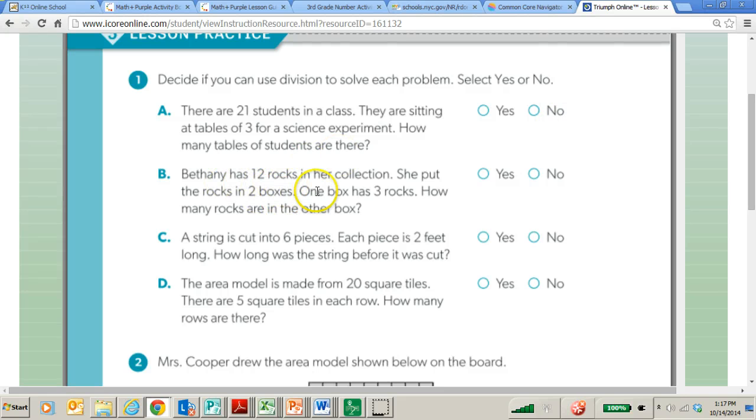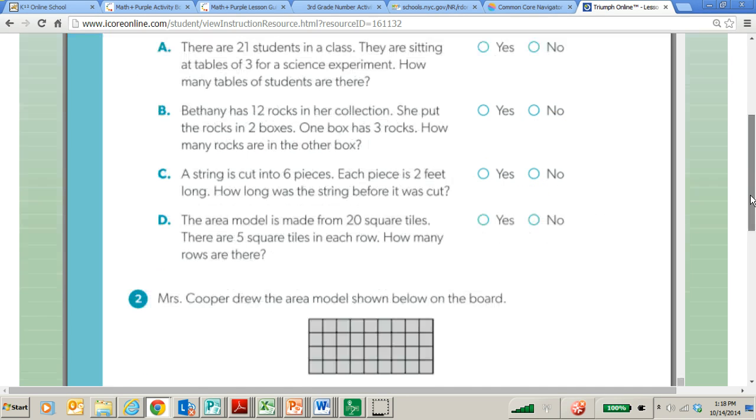Well, let's look at B. Bethany has 12 rocks in her collection. She put rocks in 2 boxes. One box has 3 rocks. How many rocks are in the other box? Is that a division problem? No, that's more like a subtraction problem. We have 12, we took away 3, how many's in the other box? So this is great for reinforcing what division actually means.